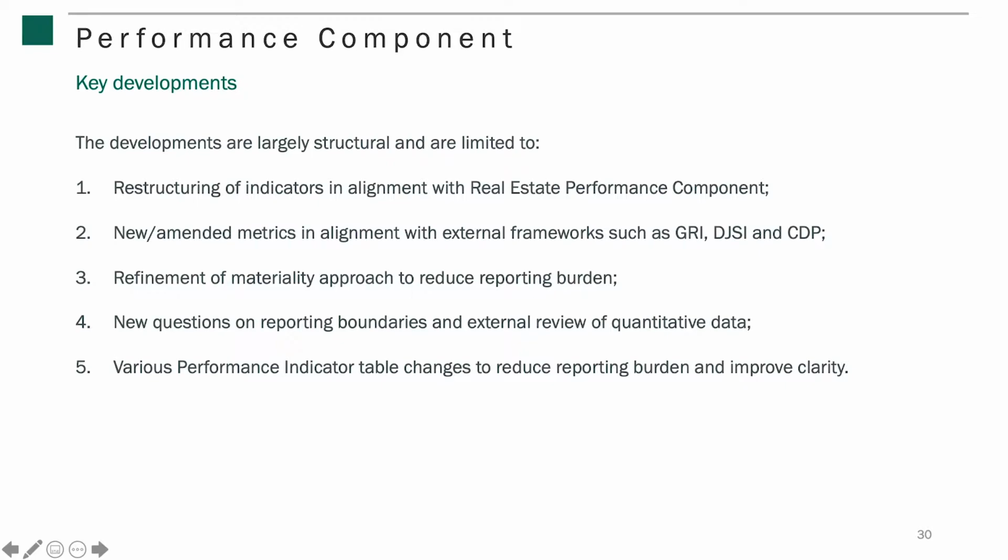In addition to this, we have refined our materiality approach to ensure entities report on the topics that are most material to them. All issues that are classified as no or low relevance in the materiality assessment in entity and reporting characteristics will be unscored. We have also added questions for several indicators on reporting boundaries and the external review of data. Finally, the performance indicator tables were amended to make reporting easier and clearer.